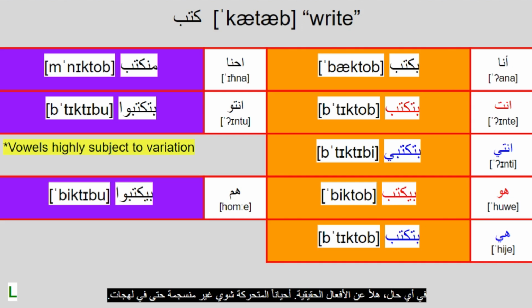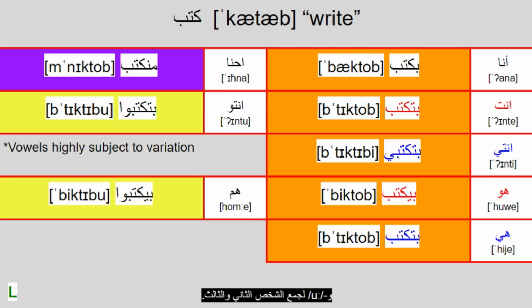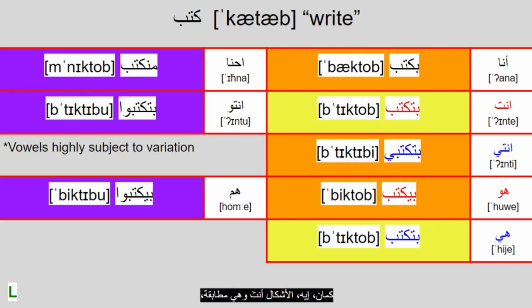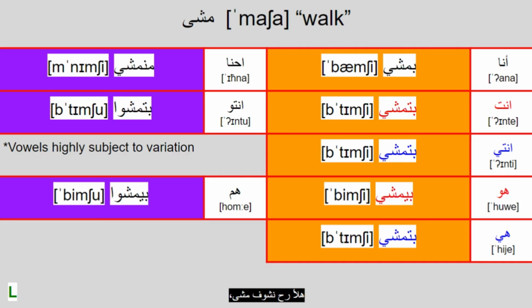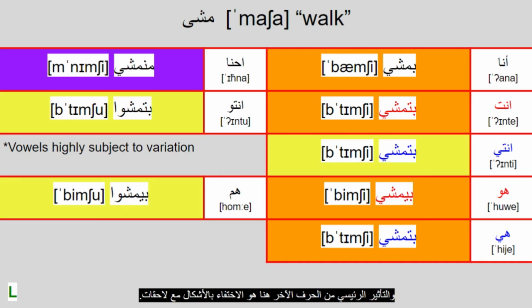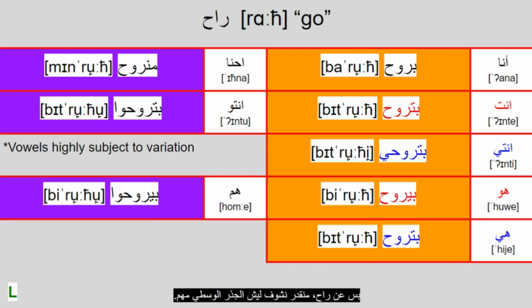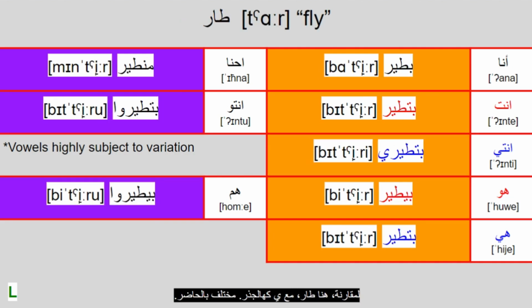The vowels can be a bit inconsistent even within dialects. You'll also notice that suffixes are used, e for second person feminine singular, and u for second and third person plural. Also, yes, the you masculine and she forms are identical, just deal with it. Now look at masha, and the main effect that the final letter has here is disappearing in the forms with suffixes. For rach, though, we can see why the middle root letter matters. For comparison, here's tar, which has ya as that root letter, different in the present.